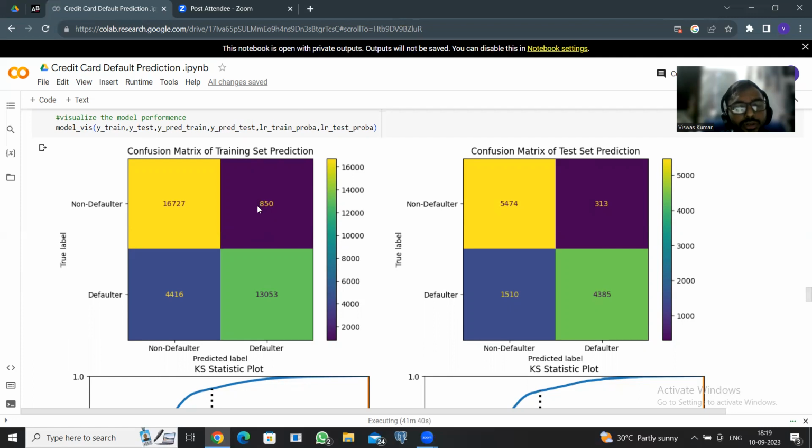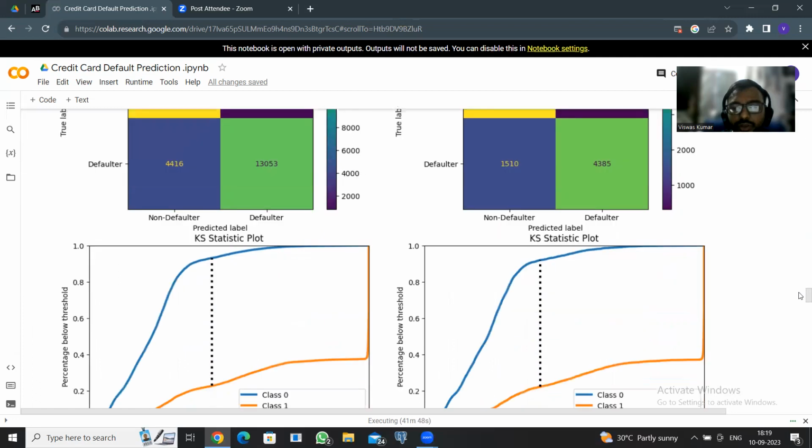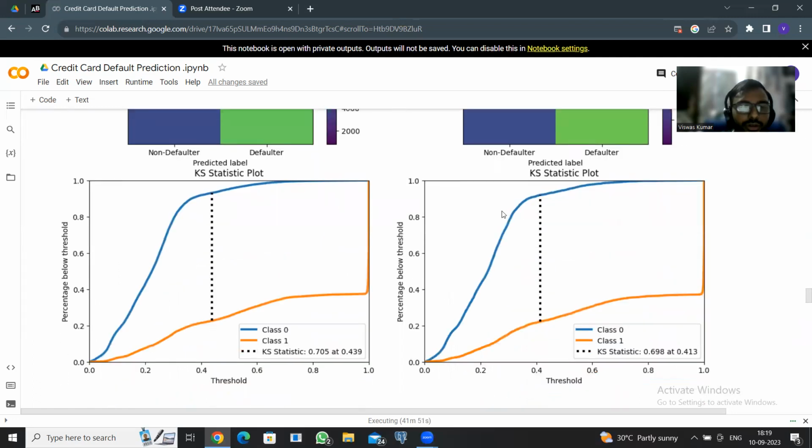So true positive divided by true positive plus false negative will be the recall score. We can see the ROC curve. Within the threshold of 0.439, the model starts to segregate our data set, which is the highest distance between the defaulter curve and the non-defaulter curve.